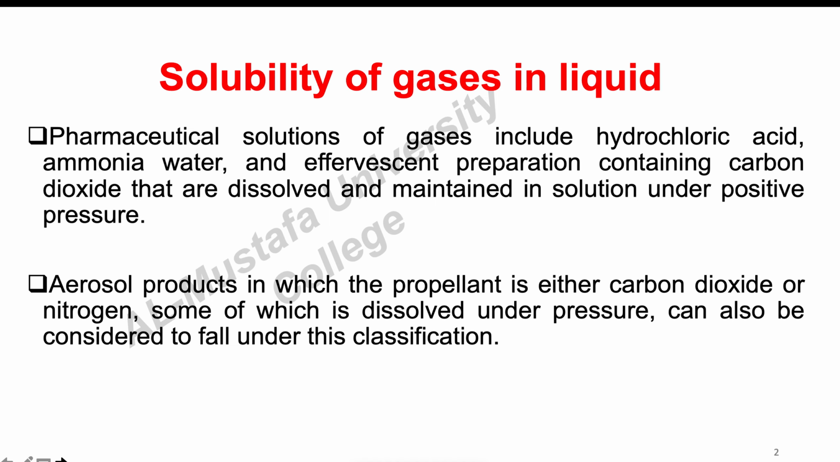الإيروزل اللي هو البخاخ. Okay, products in which the propellants is either carbon dioxide or nitrogen, some of which is dissolved under pressure, can also be considered to fall under the CIS classification. فأيضا البخاخات الموجودة بالماركت نقدر نعتبرها كمثال على الغاز in liquid solution. البروبيلنت يعني القوة الطاردة اللي تخلي يطلع السوليوشن هو الكربون دايوكسيد أو نيتروجين.